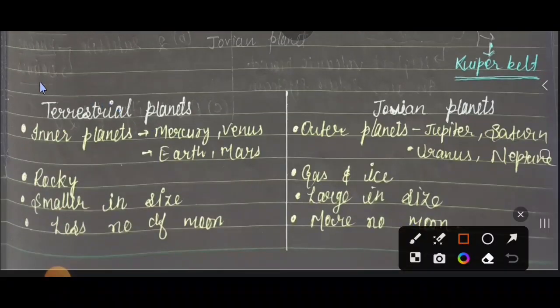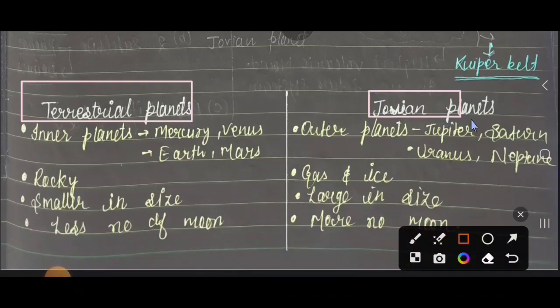Here is the difference between the terrestrial planets and the Jovian planets. Terrestrial planets are inner planets, means inside the asteroid belt. These are Mercury, Venus, Earth and Mars. They have a rocky nature, are smaller in size compared to Jovian planets, and have fewer moons.